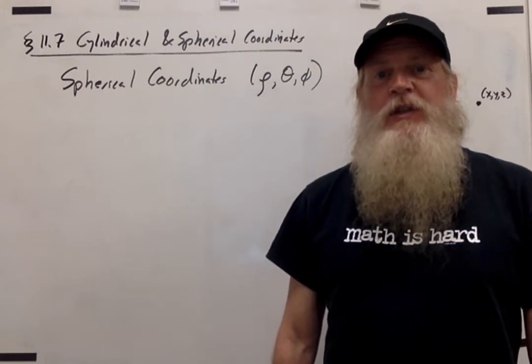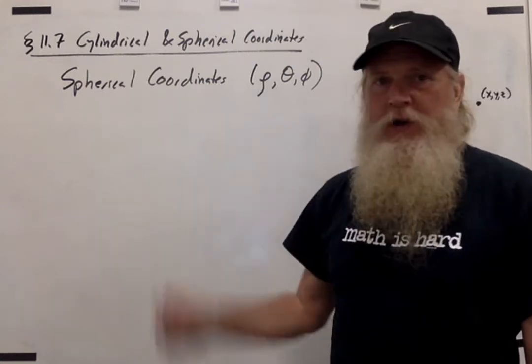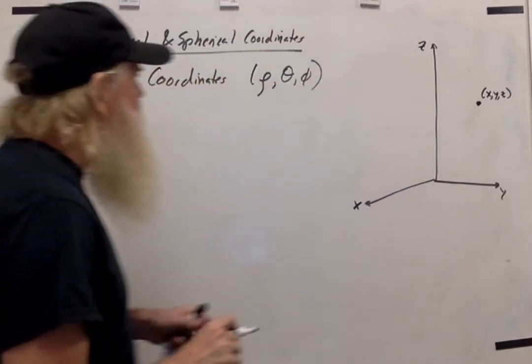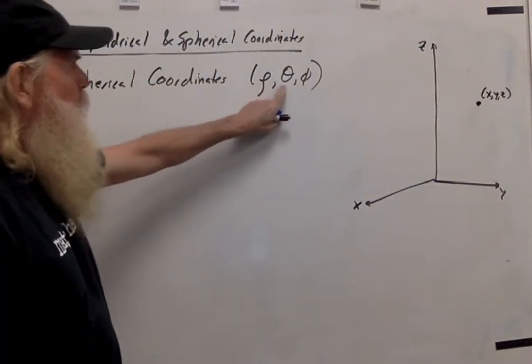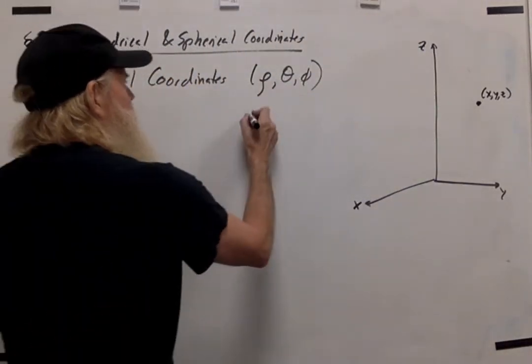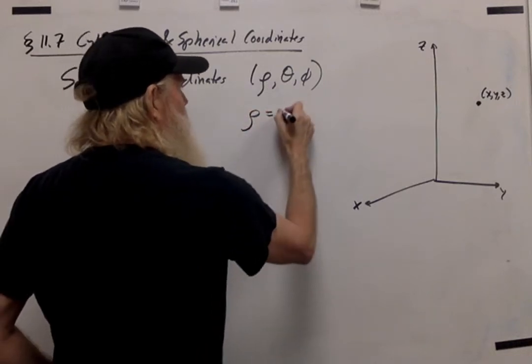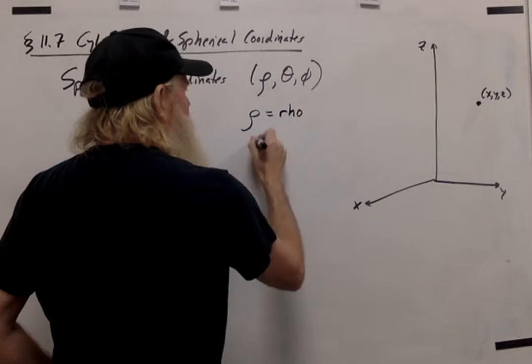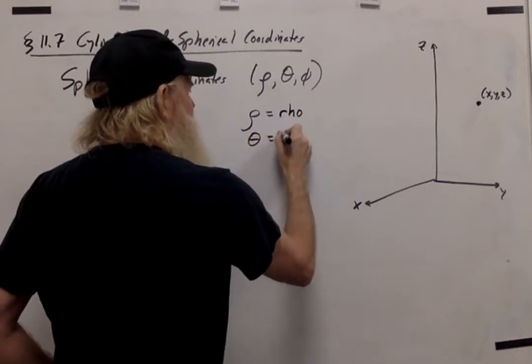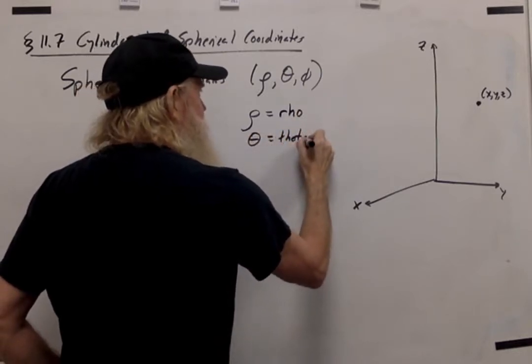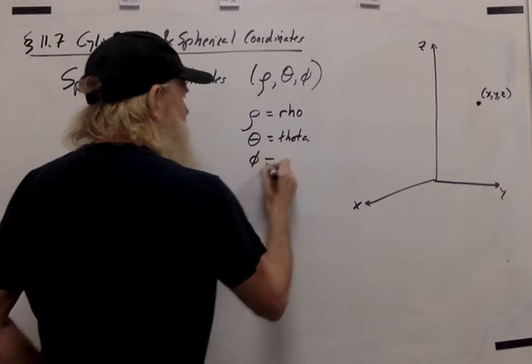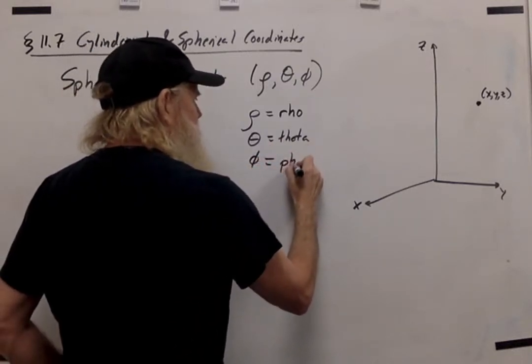Another important coordinate system to learn is spherical coordinates. Now there are three spherical coordinates, and those are rho, theta, and phi. So this thing that looks like a P is actually a lowercase Greek letter rho. We're familiar with theta. And this letter is phi.